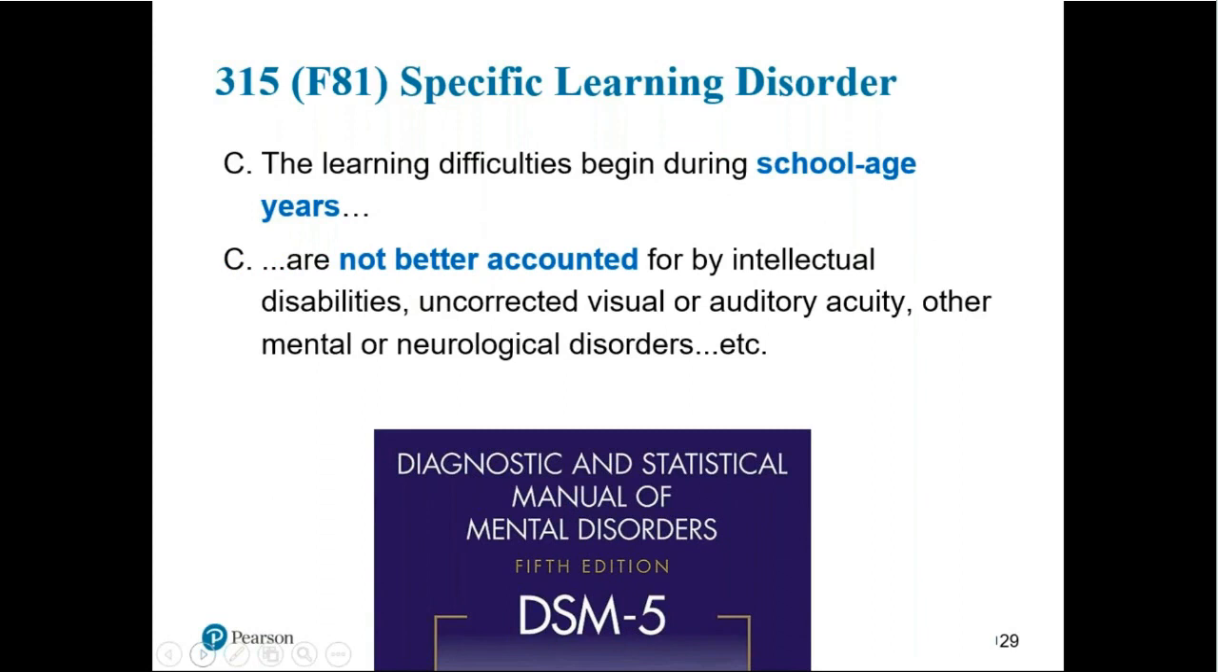Criterion C is that the learning difficulties begin during school age years and are not better accounted for by intellectual disabilities, uncorrected visual or auditory acuity, other mental or neurological disorders, etc. So we've really got to do a good differential diagnosis to ensure that we have ruled out all those other things that might be contributing to this, quote, underachievement.